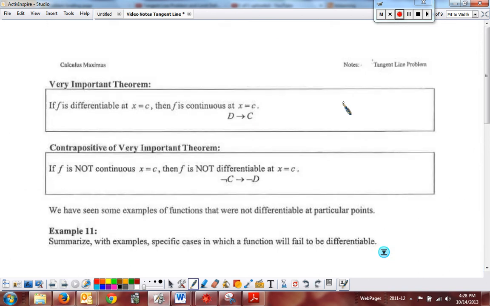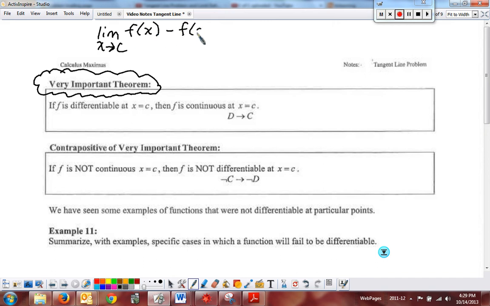All right? So let's come over here to a very important theorem, though. Now, in this, let's talk about continuity. I've shown you 3 examples where it was continuous, but not differentiable. But let's talk about if it was differentiable. If I take a look at the limit as x goes to c of f of x minus f of c all over x minus c.